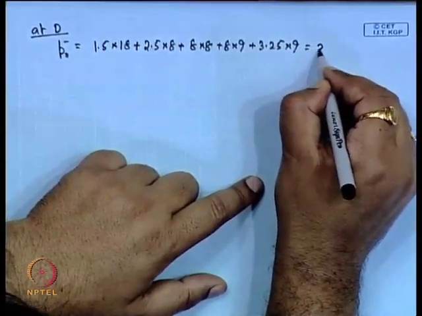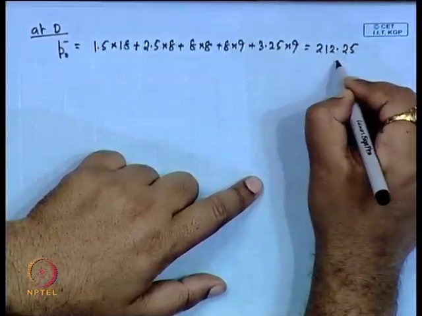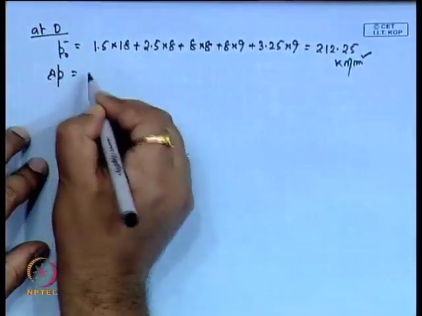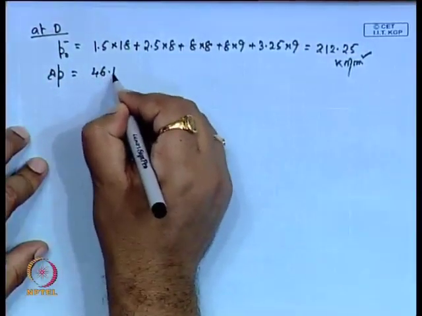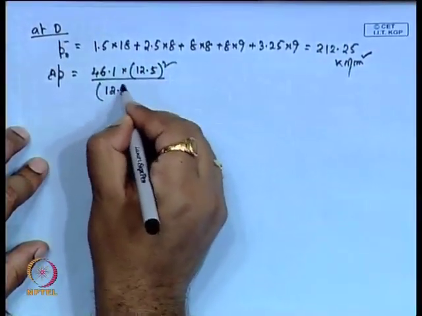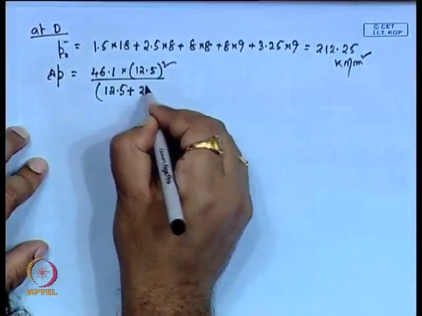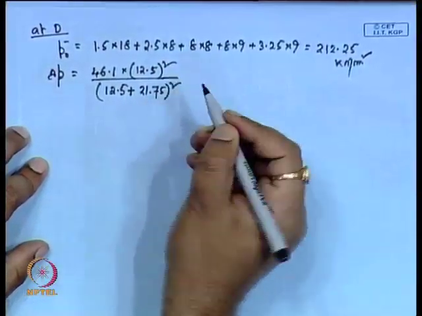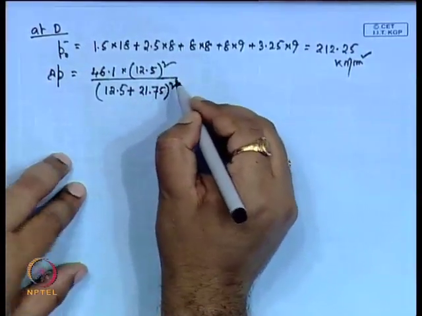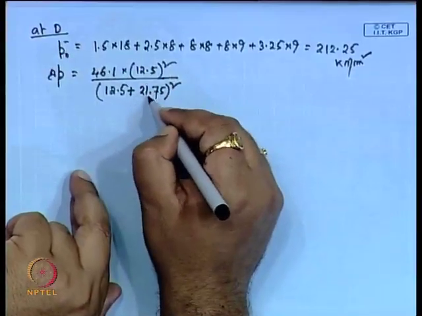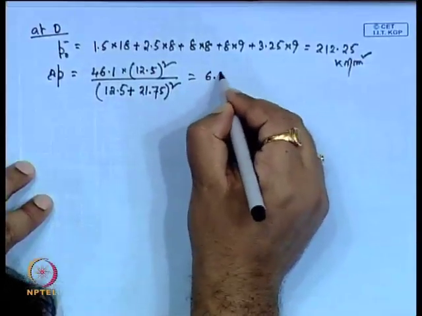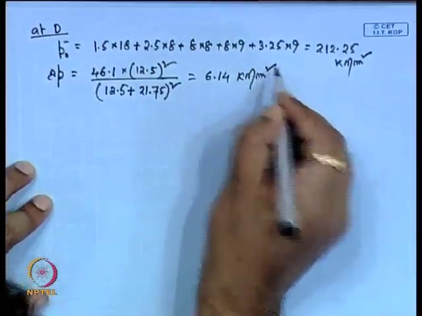So, this is 212.25 kilonewton per meter square. Similarly, del P value is 46.1 into 12.5 whole square divided by 12.5 plus 21.75. That means this D point is 21.75 meter below the base of the foundation. So, this value is 6.14 kilonewton per meter square.